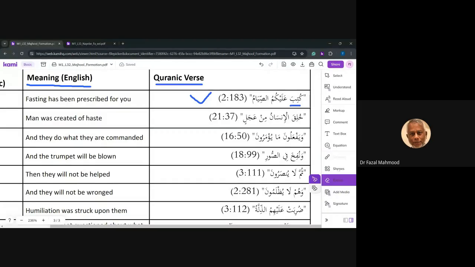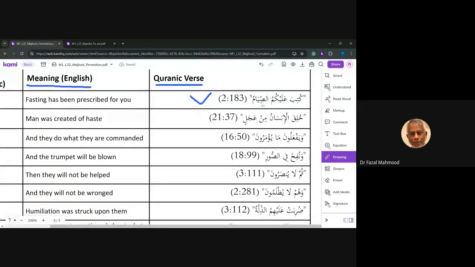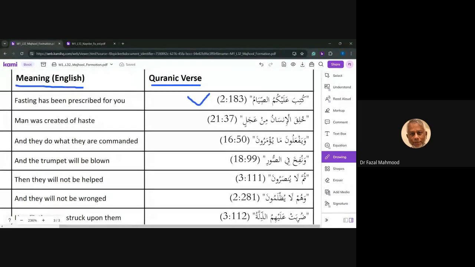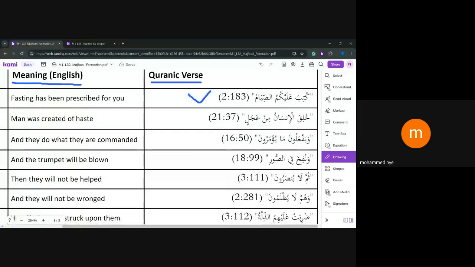Kutiba alaykumu as-siyam. Okay. Fine. As-siyam. What do you know the meaning of siyam? Fasting. Ramadan period. Fasting. Read the meaning on the left. Fasting has been prescribed for you.